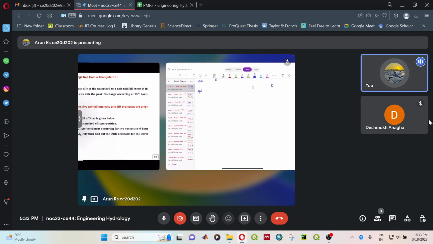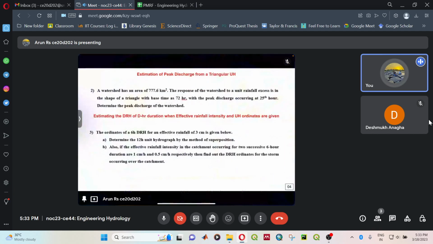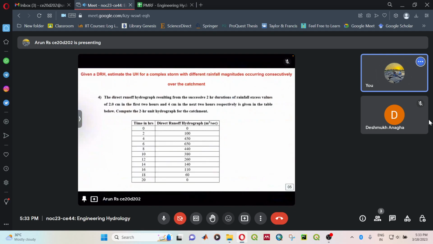So this is with respect to how to find out the DRH for a complex storm. So next we'll be seeing one more different type of question. In this question we'll be using the discrete convolution equation, because here the question is direct runoff resulting from successive 2-hour duration of rainfall excess values of 2 centimeters in the first 2 hours, and in the next 2 hours we have 4 centimeters of rainfall excess, and we need to determine what is the 2-hour unit hydrograph from this catchment.